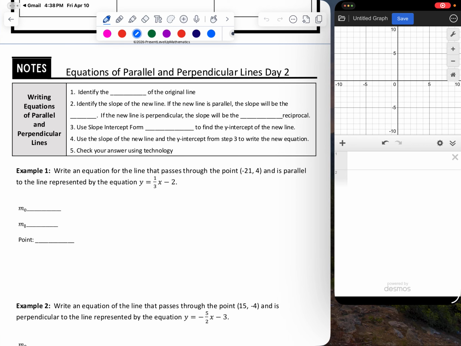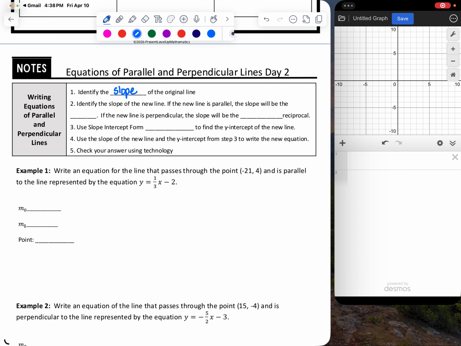In today's lesson, we will be writing equations of parallel and perpendicular lines. This is part 2 of a two-part lesson. Before we get into some examples, let's identify the steps that are required to write these equations of parallel and perpendicular lines. In step 1, you want to identify the slope of your original line.